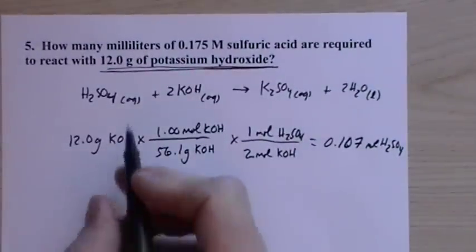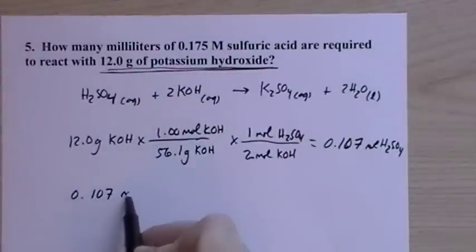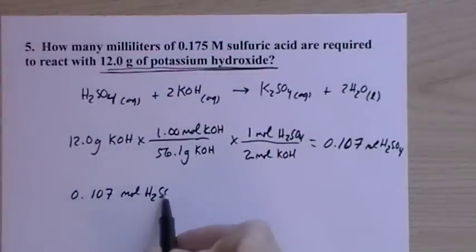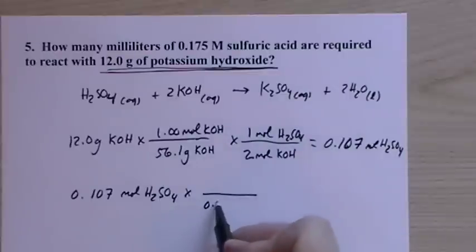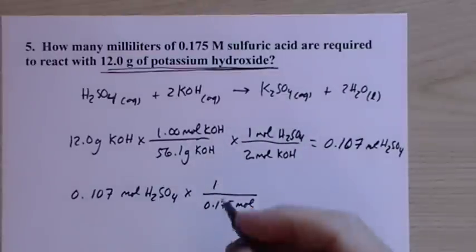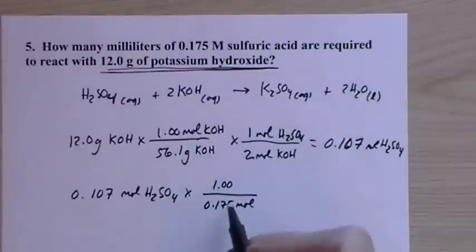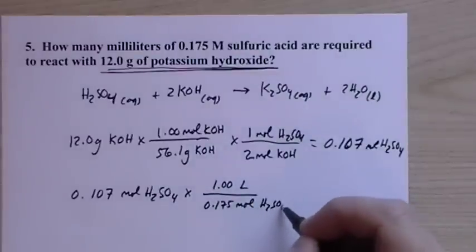And we need to know how many mils. So we know that we have 0.107 moles of H2SO4. And if we divide by the molarity, or invert it, as I'm going to do here, so instead of multiplying by the molarity, we're dividing by it. So it's going to be 1, and this is going to be 1 liter of H2SO4.